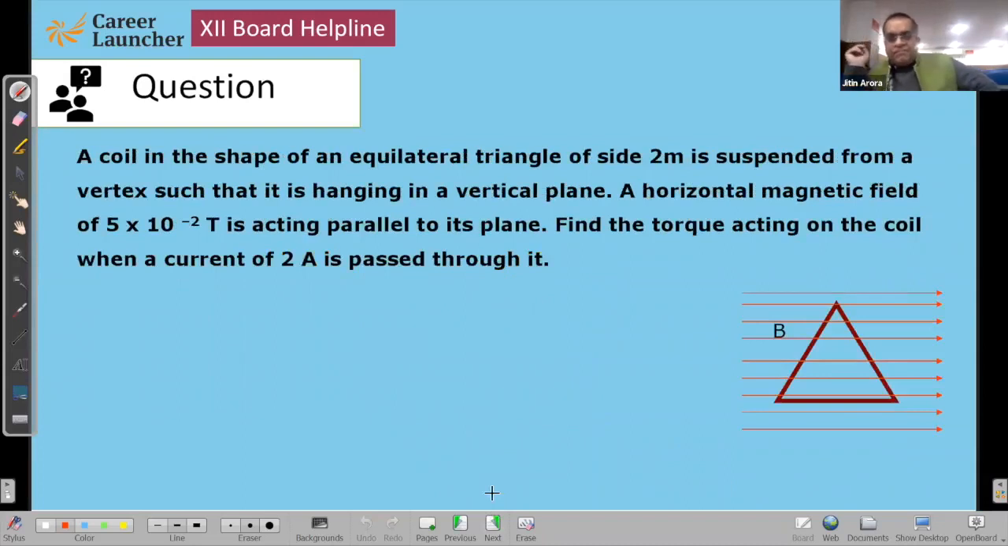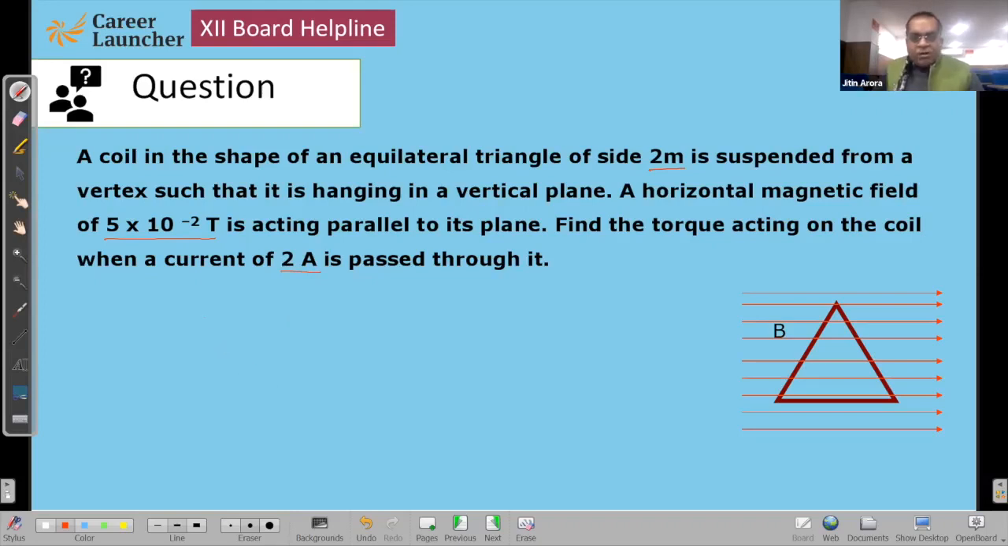अब आते हैं हम अगले क्वेश्चन पे. इस क्वेश्चन को पढ़िए. Give it 2-3 minutes. Then you'll understand how to solve it. Okay, so let's look at this particular question. It says a coil in the shape of an equilateral triangle of side 2 meters is suspended from a vertex such that it is hanging in a vertical plane. The horizontal magnetic field of 5 into 10 raised to the power minus 2 Tesla is acting parallel to its plane. Find the torque acting on the coil when a current of 2 amperes is passed through it.